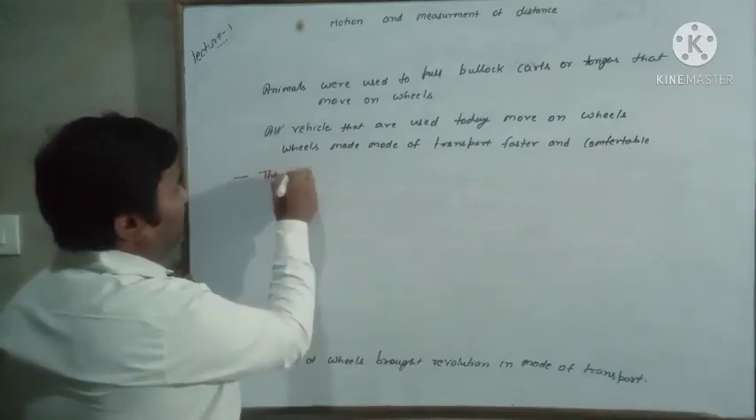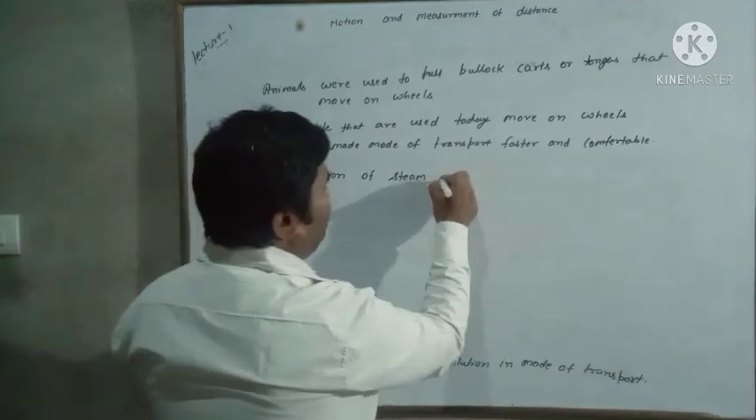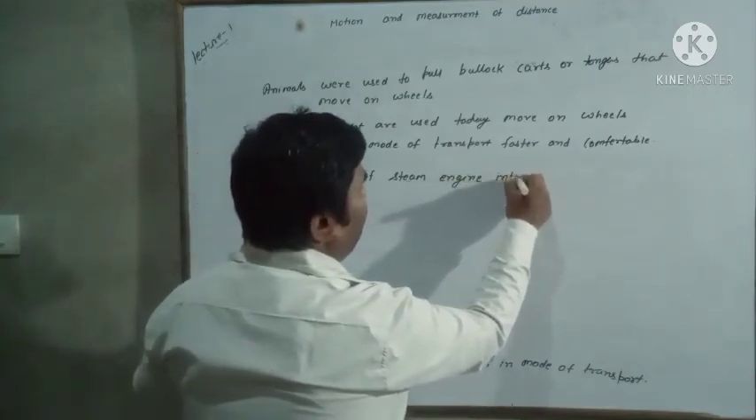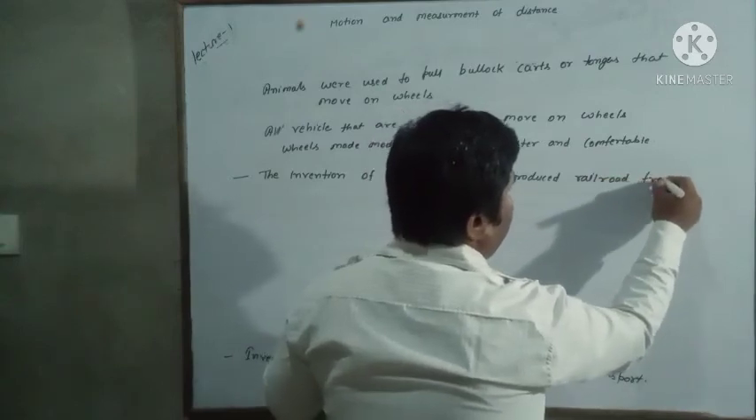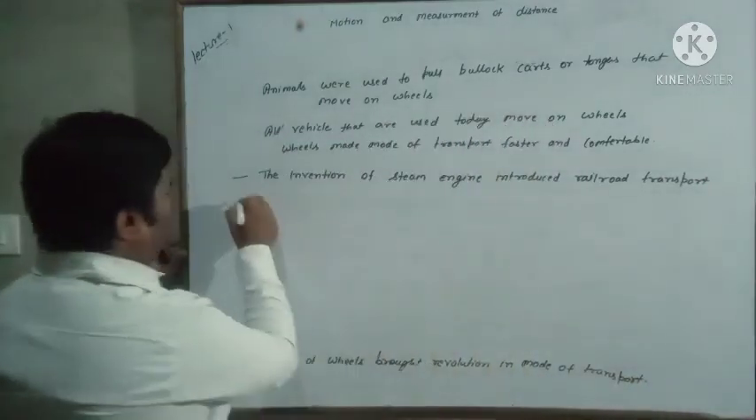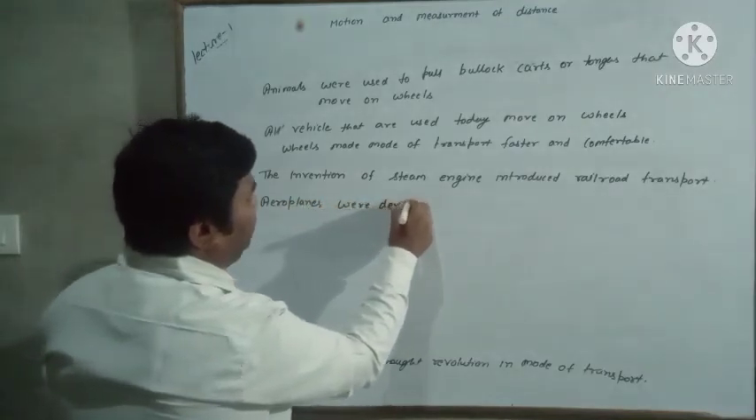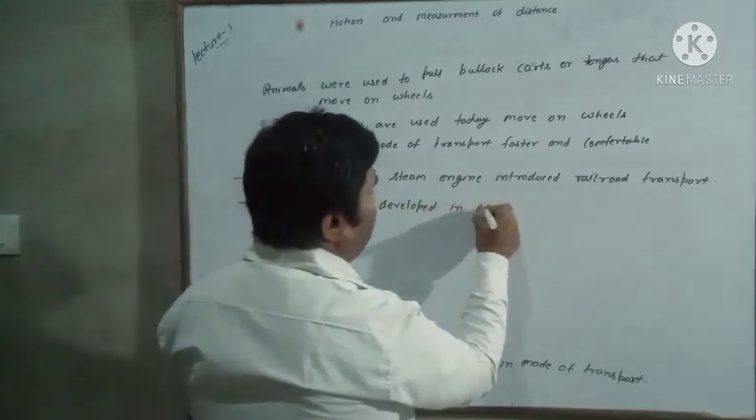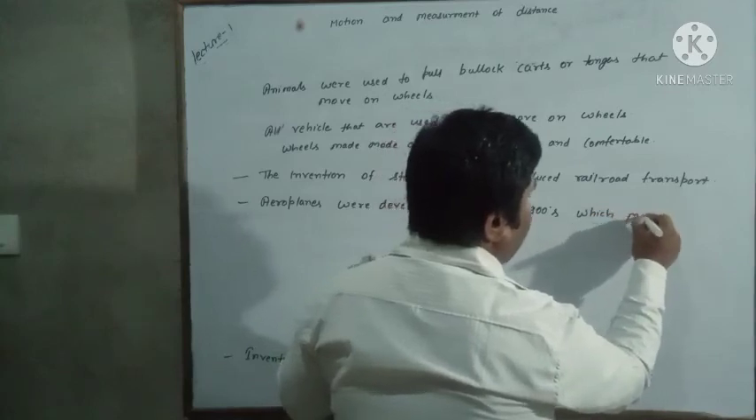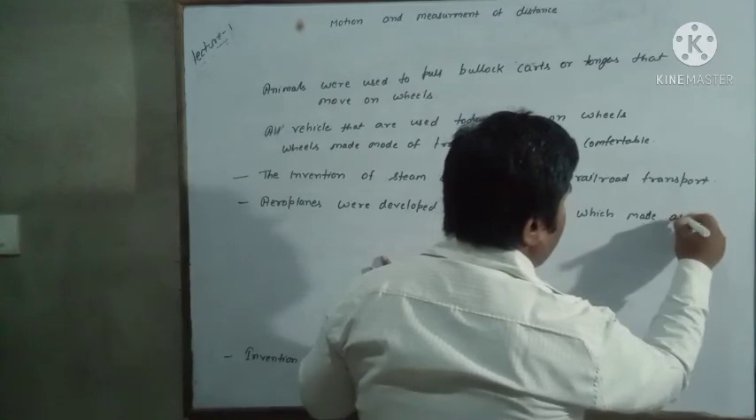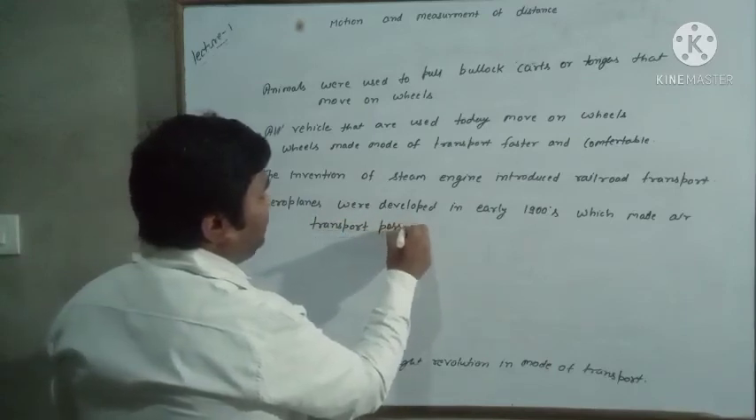Next point, the invention of steam engine introduced railroad transport. Aeroplanes were developed in early 90s, which made air transport possible.